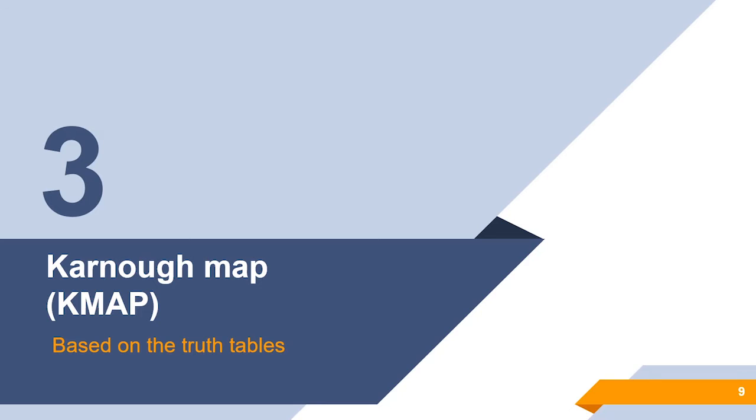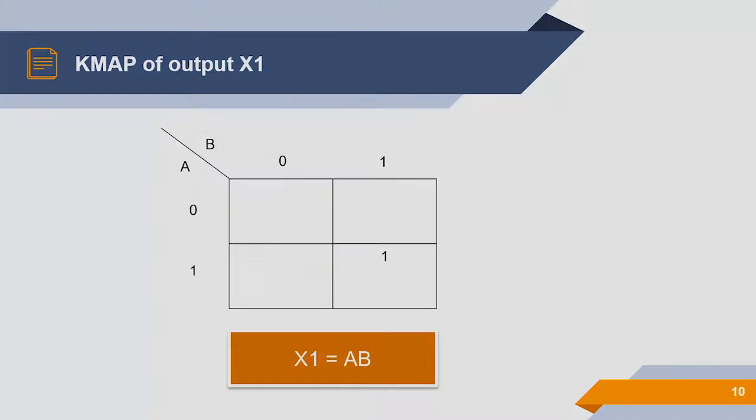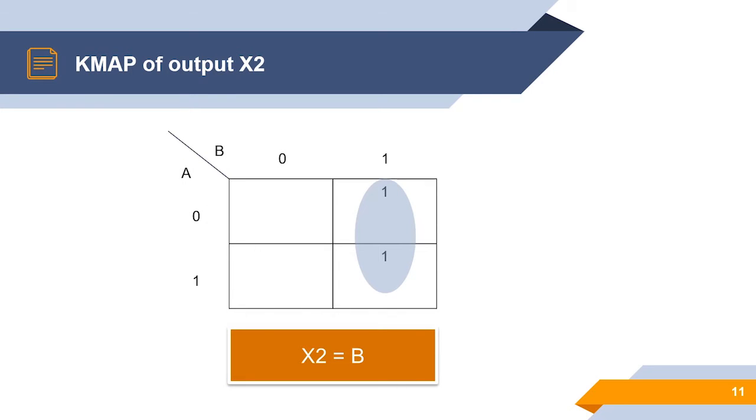So the K-map based on the truth table gives x1 equals A dot B and x2 equals B.